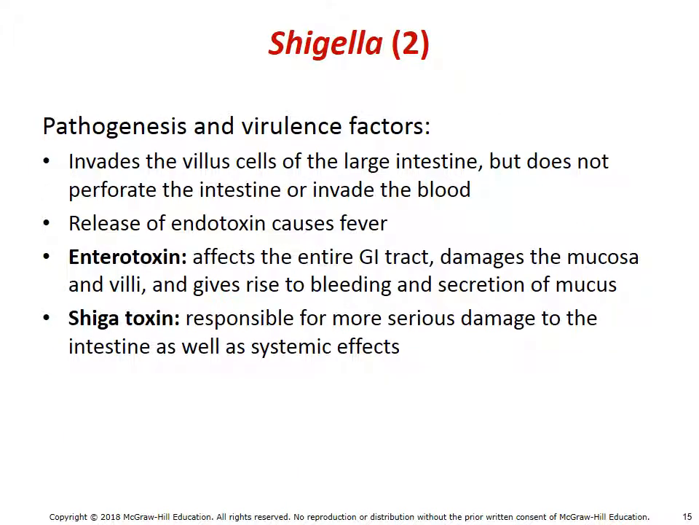So what causes these problems? Well, two of the bigger issues here are the enterotoxin and shigatoxin. The enterotoxin is going to affect basically the whole GI tract and damage the mucosa and villi, which can give rise to bleeding. But the shigatoxin is actually much more significant because it will straight up destroy the gastrointestinal tract and ultimately could lead to systemic effects as well.